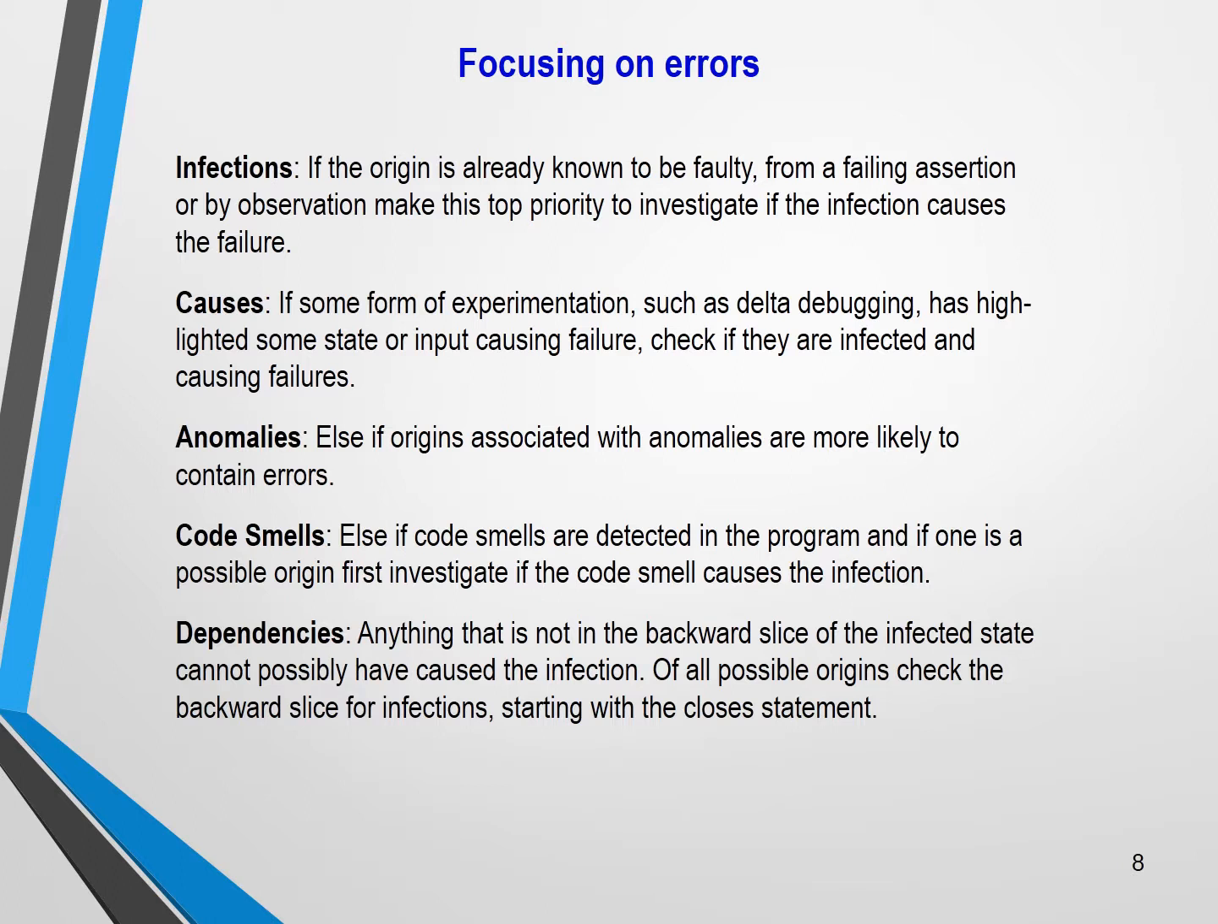If code smells are detected in the program, and if one is of possible origin, first investigate if the code smell causes the infection. For dependencies, anything that is not a backward slice of the infected state cannot possibly have caused the infection. Of all possible origins, check the backward slice for infections, starting with the closest statement.